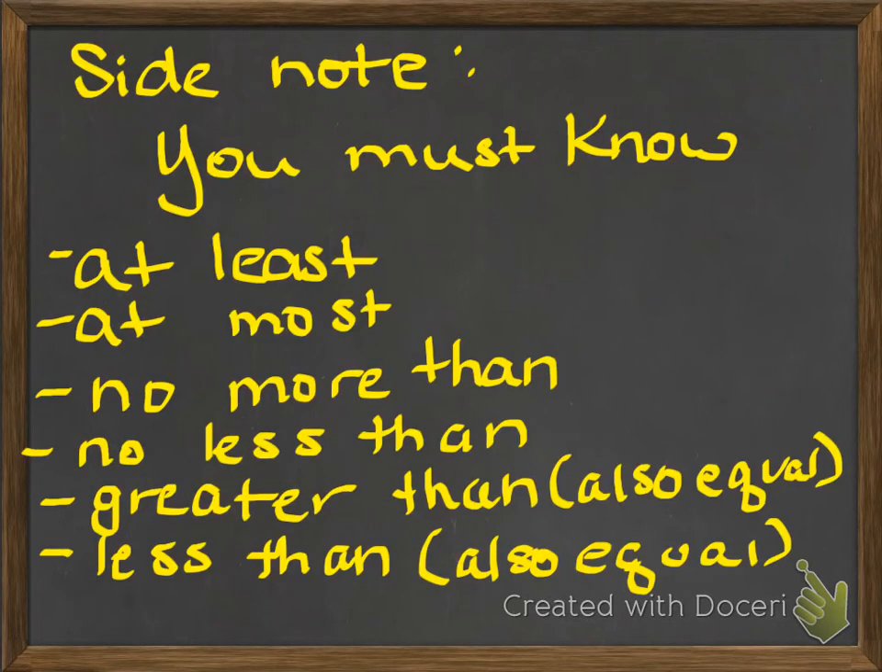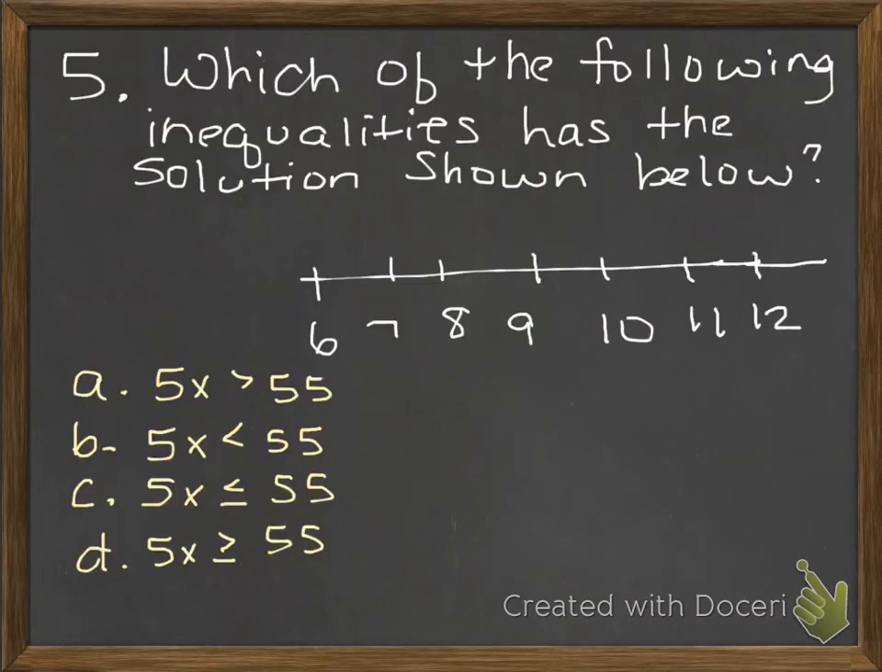All right, now let's look at the side note that I have here. You want to make the same little side note. It says that you must know at least, at most, no more than, no less than, and greater than, which also means also equal to. So you have to know greater than or equal to, less than or equal to, and so on. Make a side note of that and make sure that you know what each one of those signs represents.